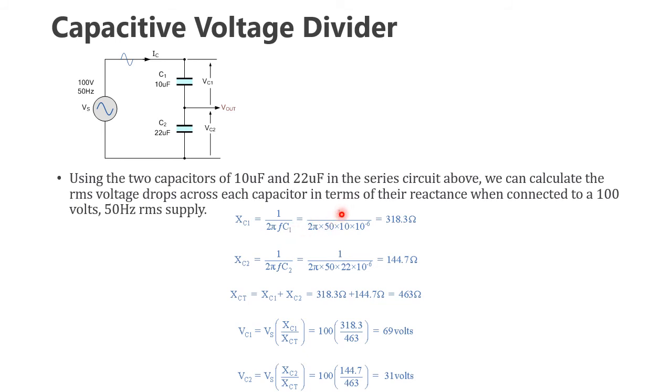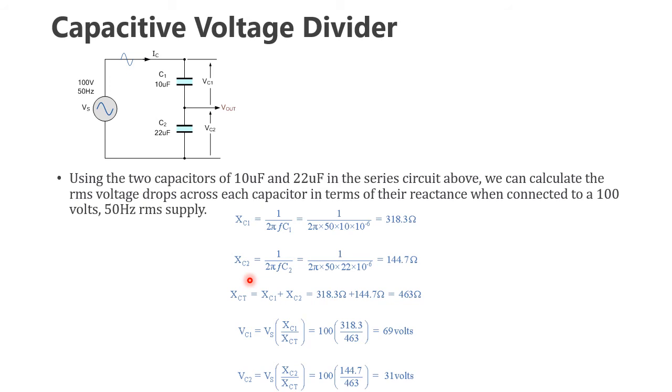So equal to 1 over 2 pi into F, where F is the frequency. Frequency is 50 Hz and C1 is 10 microfarad. Here 10 microfarad can be written as 10 into 10 to the power minus 6 farad. So that will be equal to 318.3 ohm. Likewise, we can find the reactance of capacitor C2.